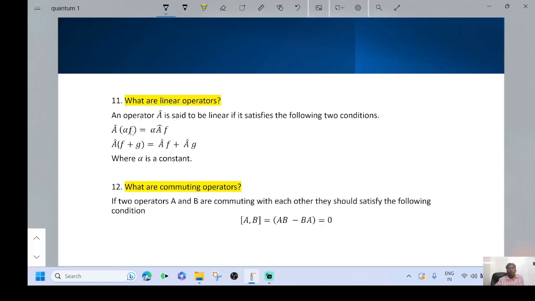What are linear operators? An operator A is said to be linear if it satisfies the following two conditions. A into alpha f is equal to alpha A f, where alpha is a constant. Operator A operating on f plus g gives A into f plus A into g. Now we can call this operator A a linear one. What are commuting operators? If two operators A and B commute with each other, then AB minus BA equals 0. This is like 4 into 3 equal to 3 into 4.